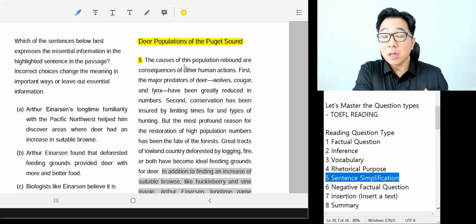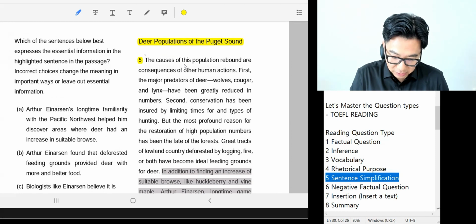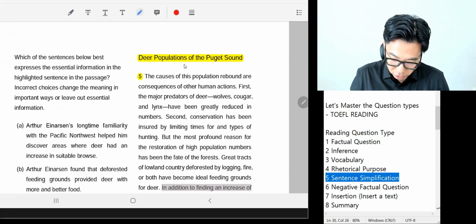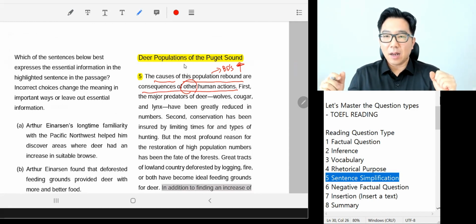Obviously, following on from last episode in paragraph 4, so now it's paragraph 5. Straight off the bat, the causes of this population rebound, so that's black-tailed deer's population going up, increasing, are consequences of other human actions. Okay, so what did they do other than logging, burning, and clearing the forest?